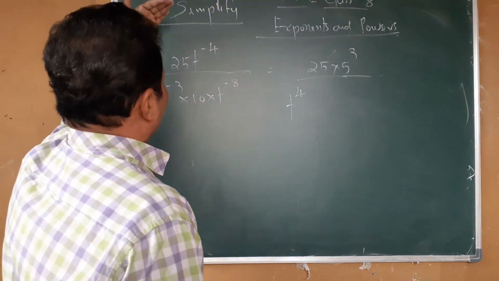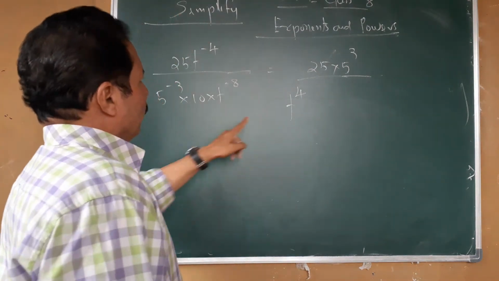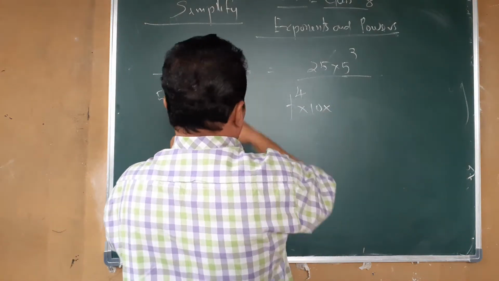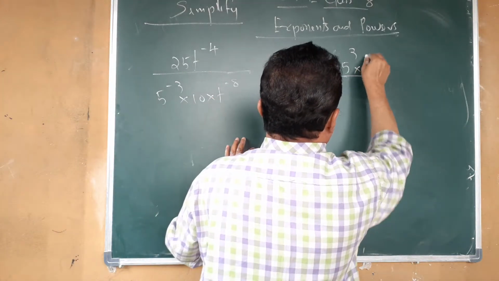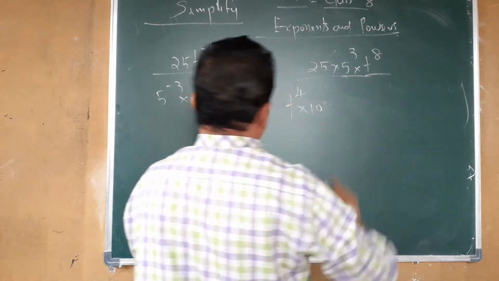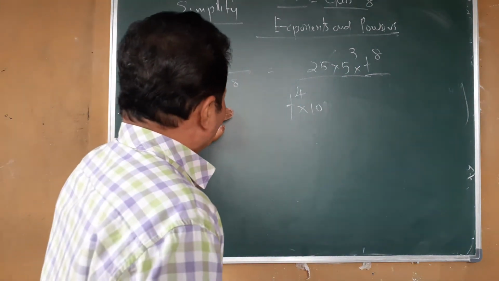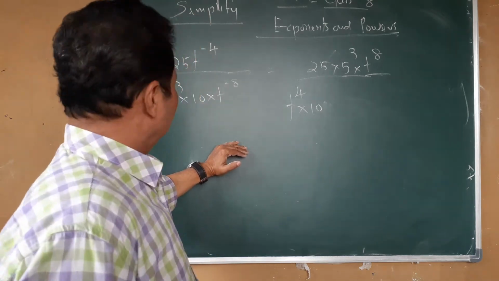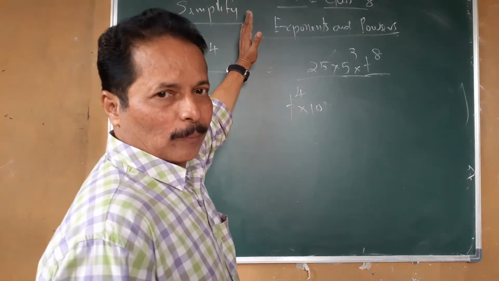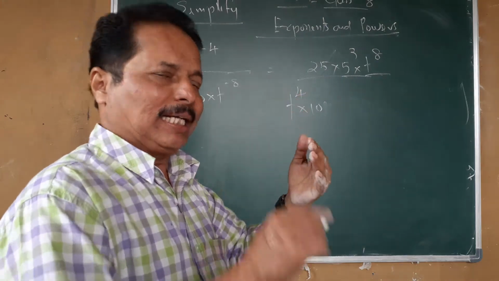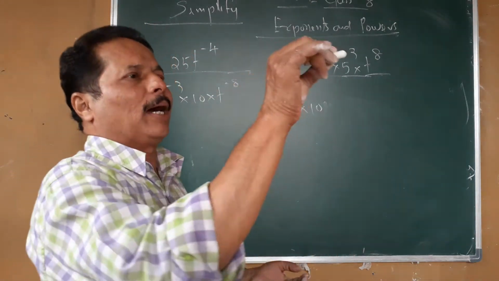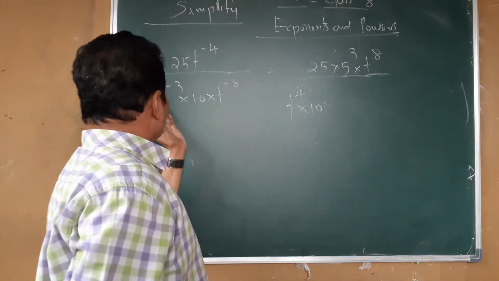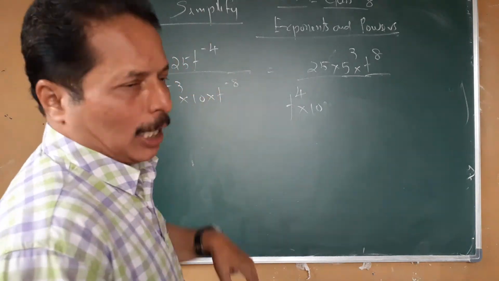This is negative, so it goes above. And here it is 10 into t raised to minus 8, which means it is t raised to 8 above. Is it clear? They are reciprocal. That is, your law is x raised to minus n is equal to 1 by x raised to n. You get the idea? Now we want to simplify it.